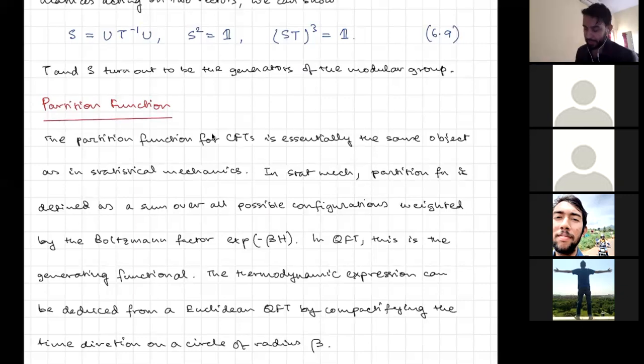And given the fact that a field theory and a statistical mechanical system are actually related, when you are looking at a Euclidean CFT and you compactify what your previous time direction was to a circle of radius beta, then you can link up the two things. Remember, that's how you relate statistical systems to field theories. Very good. So what do we do for CFTs?